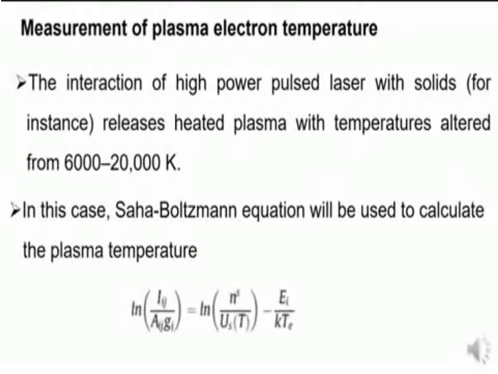Second, we will measure the plasma electron temperature. The interaction of the high power pulsed laser with solids releases heated plasma with temperature ranging from 6,000 to 20,000 degrees Kelvin. In this case, we will measure the plasma temperature via the Saha-Boltzmann equation, as shown in the figure now.